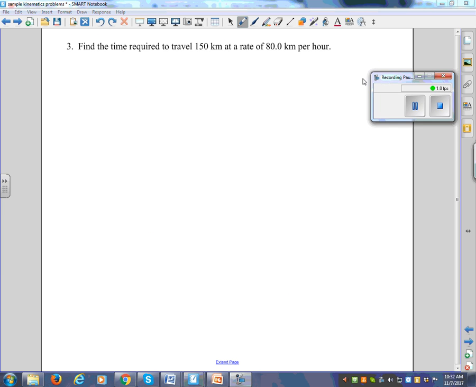You only have one. Find the time required to travel 150 kilometers at a rate of 80 kilometers per hour. These are exactly the same kind of problems you did yesterday. Now they're just written out in words. Find the time required. Solve for t, time. The 150 kilometers is our displacement or distance, right? Sometimes it's not going to come out and say what the displacement is. You're going to have to read it.